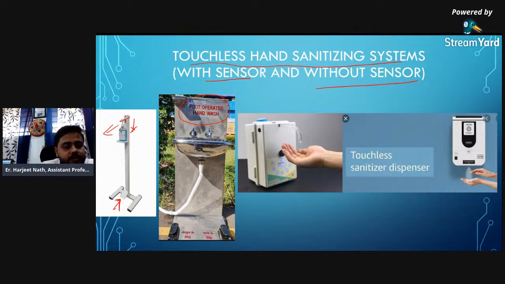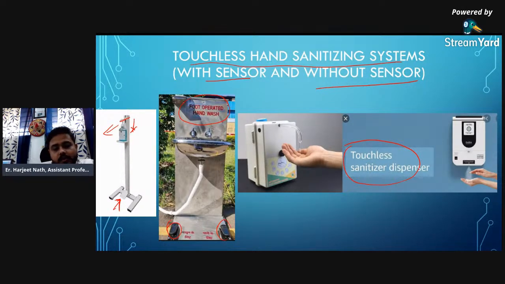Once the soap is dispensed in your hand, you straight away come to the foot operated hand wash system, where using the foot again you are able to switch the tap on and off and clean your hands. So these are basically soap based hand wash systems. But in the market nowadays you're also seeing quite frequently touchless hand sanitizing dispensing systems, which use a couple of sensors for dispensing the hand sanitizer to your hand.